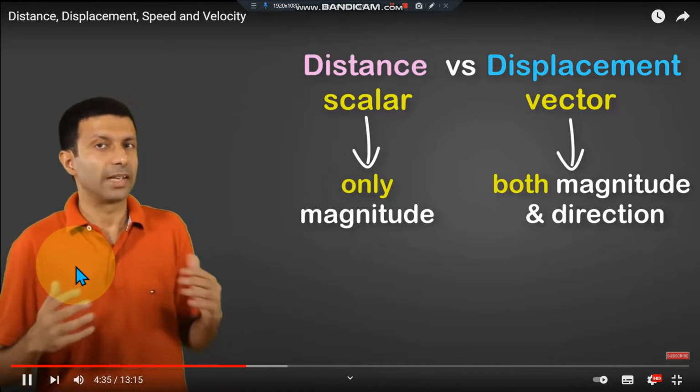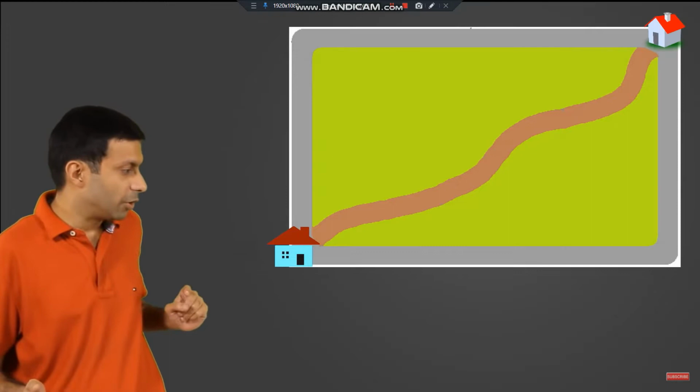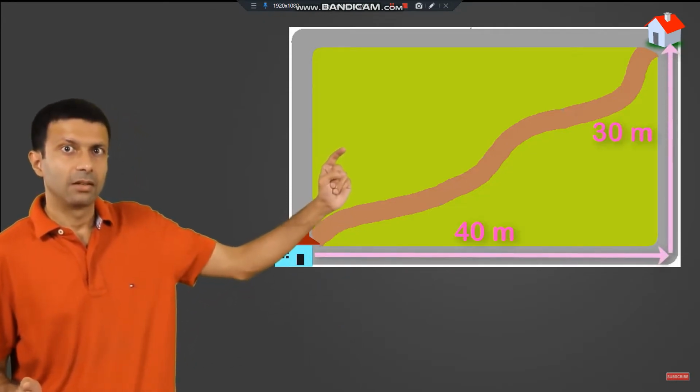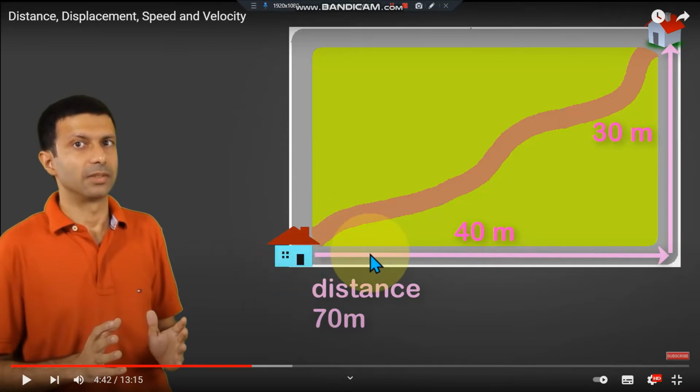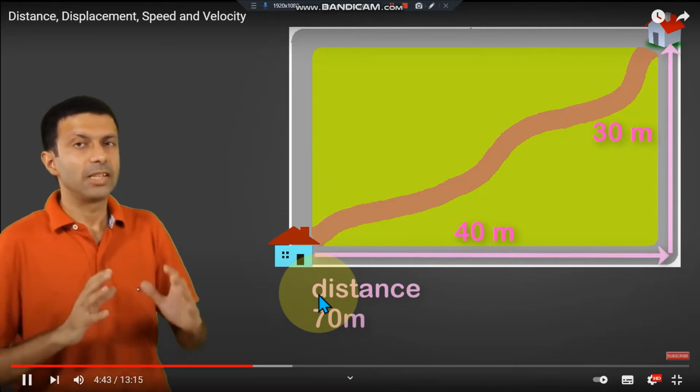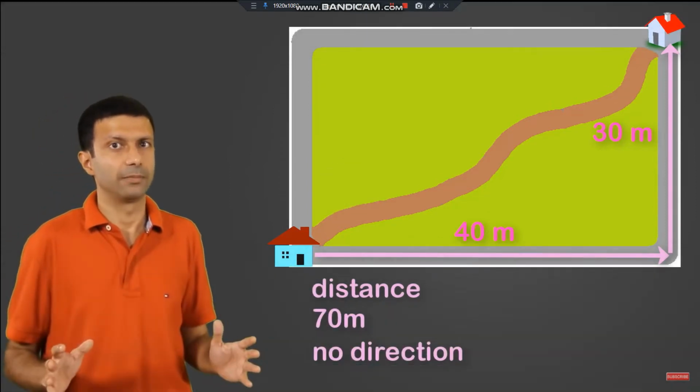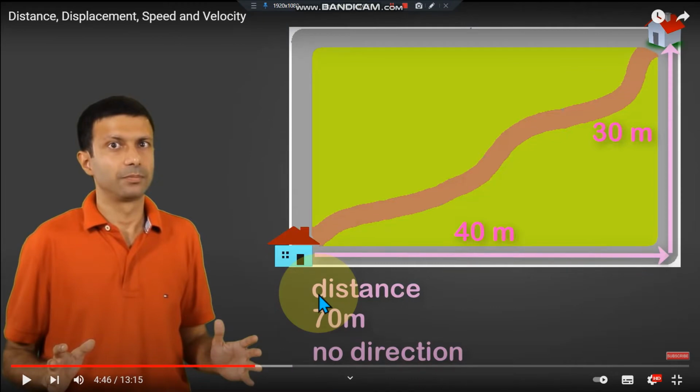So let's look at our example here. When you travel to your friend's house like this, the distance was 70 meters. But there's no direction specified.